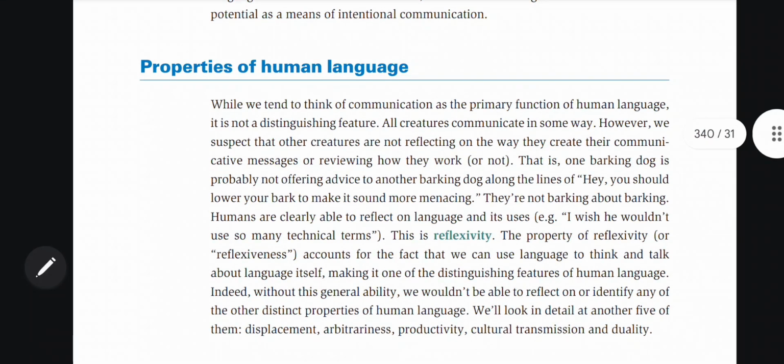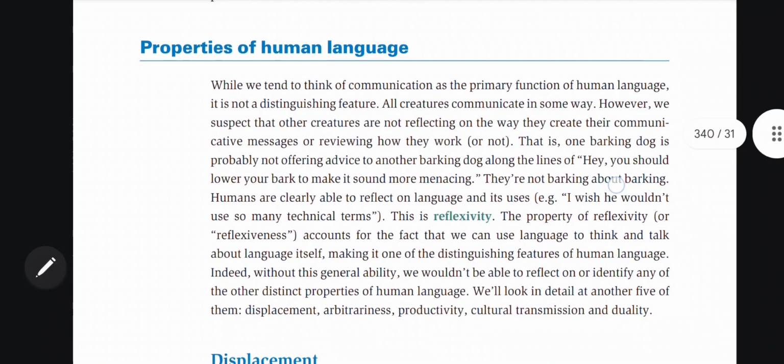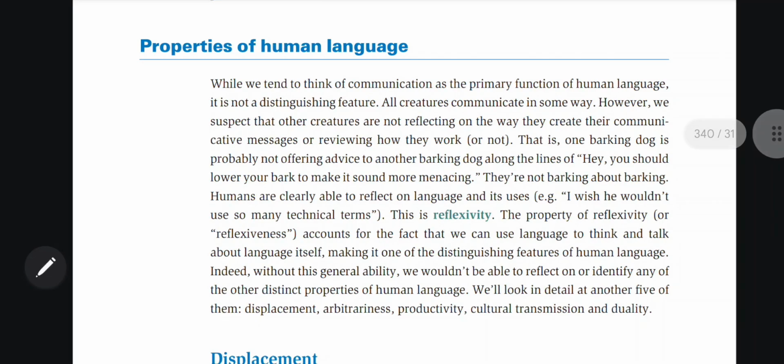Here's the example of the dog barking. One barking dog is probably not offering advice to another barking dog along the lines of, hey, you should lower your bark to make it sound more menacing. No, he's not trying to give him advice. They are not barking about barking. No, they are not talking about their language.